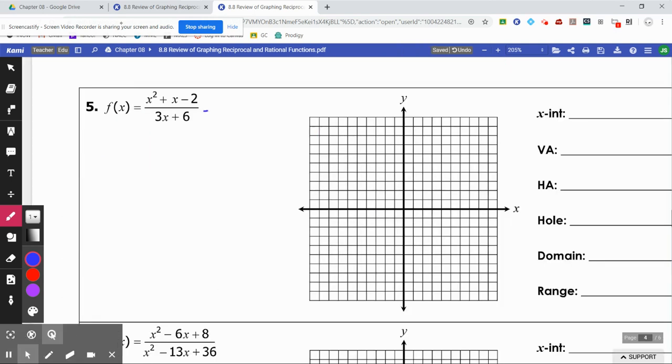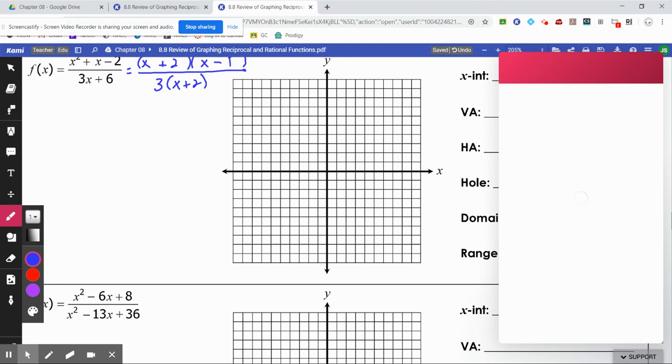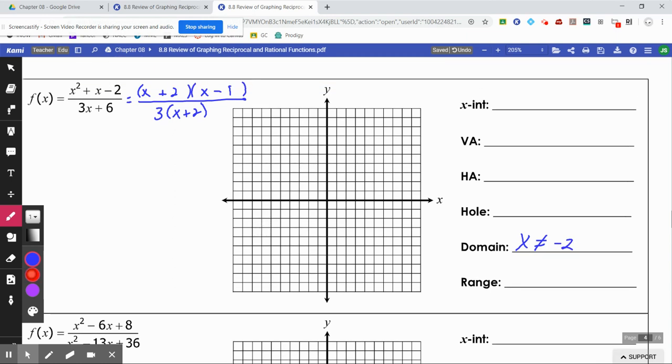Okay, number 5. First step, again, we're going to factor two sets of parentheses. That'll be an x times x, adds, multiplies as a positive 2 and a negative 1. On bottom, we're going to factor out a 3. We're left with an x plus 2. So our only domain restriction is that x cannot equal negative 2. It is a removable discontinuity, however, so that is going to create a hole at negative 2.